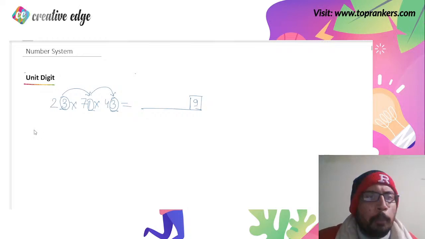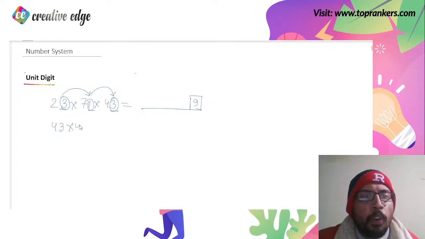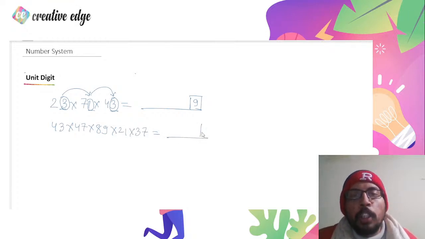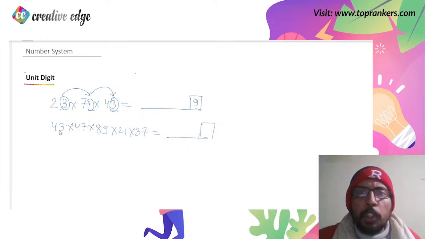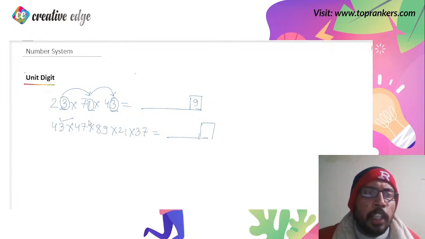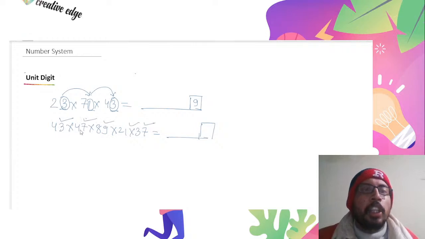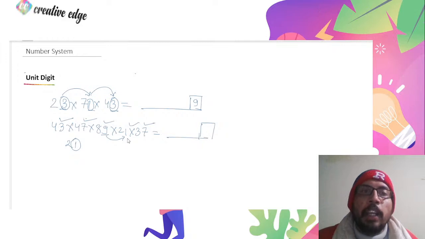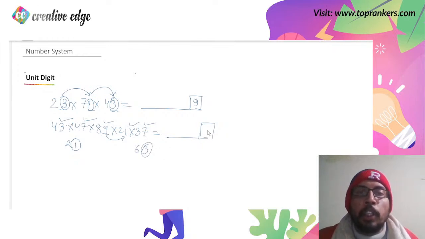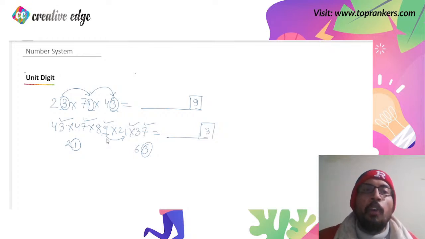Let us consider one more example: 43 into 47 into 89 into 21 into 37. Again I have to report the unit place of this number. I will just focus on the unit digits of each number: 3, 7, 9, 1, 7. So 3 into 7 is 21. Instead of focusing on 21, I will focus on 1 only, because I have to focus on the unit digit. Then 1 into 9 is 9, 9 into 1 is again 9, and 9 into 7 is 63. Then my unit digit will be 3. This is how we find the unit digit of such big multiples.